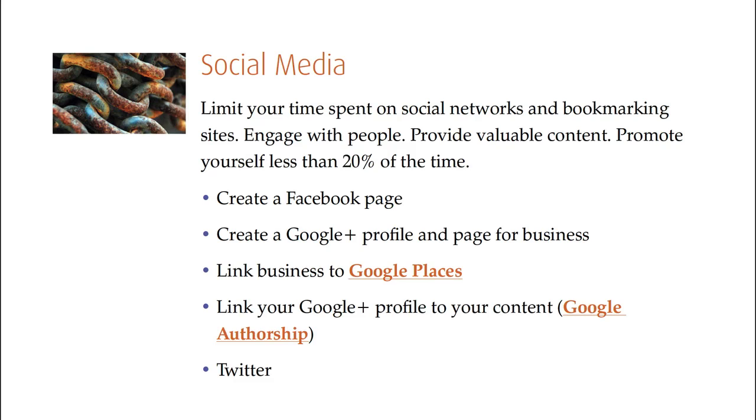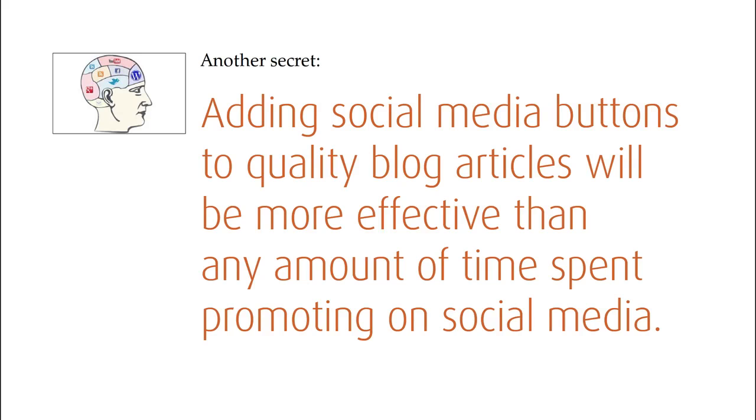Link your Google Plus profile to your content. Sort out your Google authorship. This is for individuals as opposed to sites and companies. And also set up a Twitter stream. Adding social media buttons to quality articles on your website will be more effective than any amount of time that you spend promoting your stuff on social media.